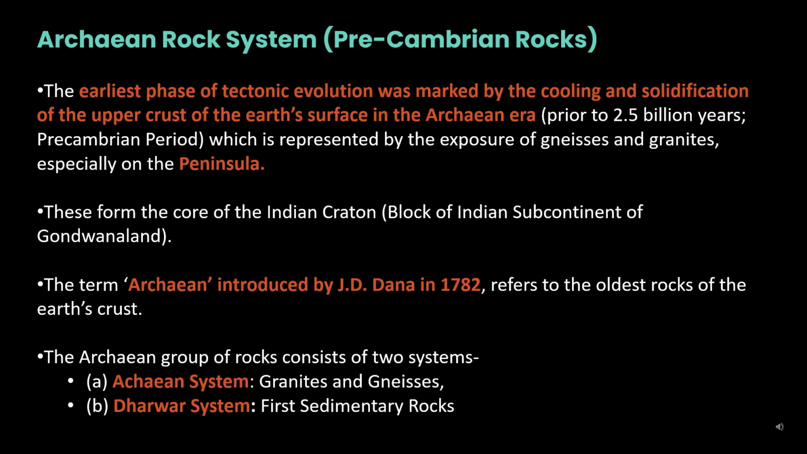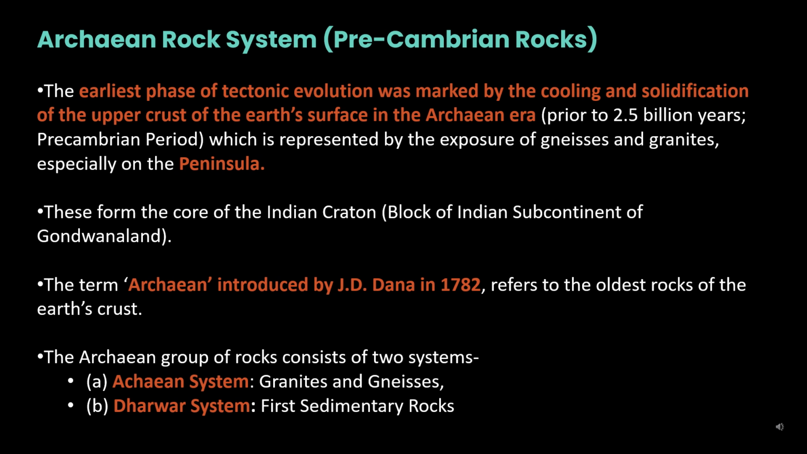Archean rock system, Precambrian rocks. The earliest phase of tectonic evolution was marked by the cooling and solidification of the upper crust of the Earth's surface in the Archean era, prior to 2.5 billion years, Precambrian period, which is represented by the exposure of gneisses and granites, especially on the peninsula. These form the core of the Indian Craton, block of Indian subcontinent of Gondwanaland.